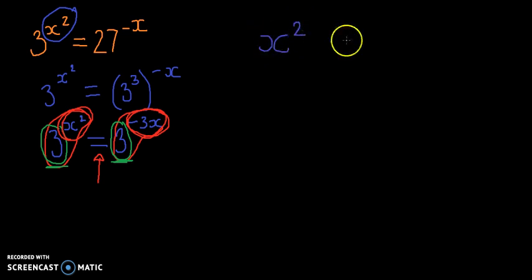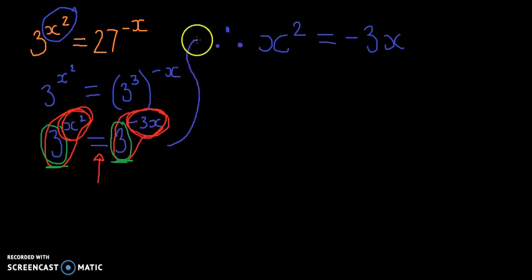Okay, so let's do that up here. x squared is equal to negative 3x. Let's put a little therefore here, just to show that we've made a logical conclusion from that step to this step. Now this is where it gets interesting.